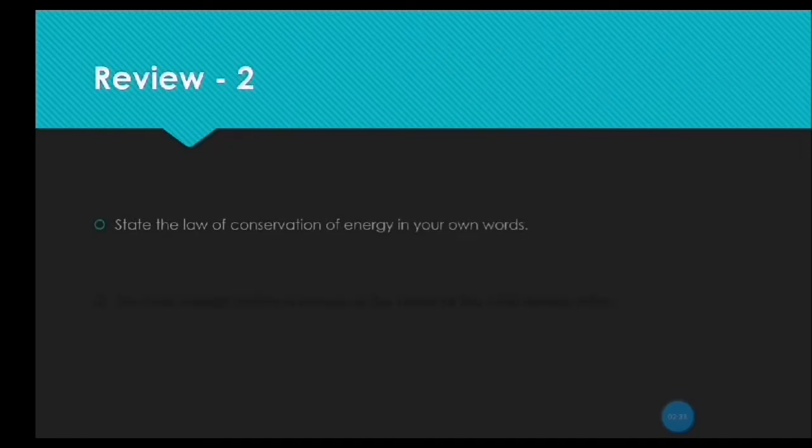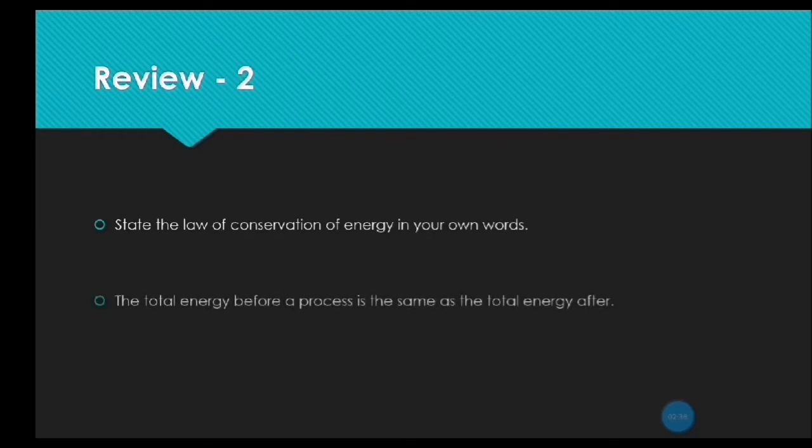Okay, review 2. State the law of conservation of energy in your own words. The total energy before a process is the same as the total energy after. You can also say energy cannot be created nor destroyed. It can only be transformed.